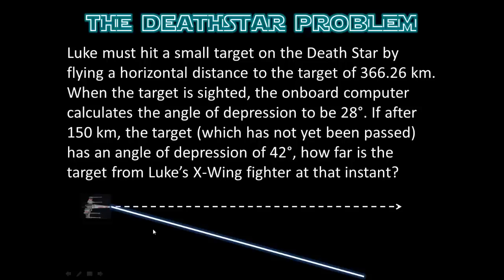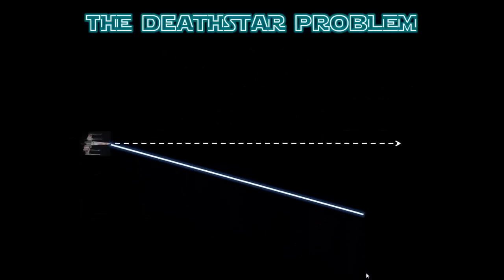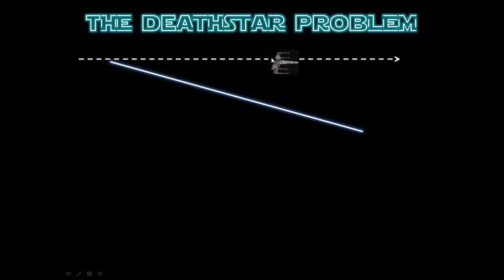So here we have our X-Wing fighter, and your target is right down here. This angle of depression is 42 degrees, and he's going to fly this entire distance, from the X-Wing fighter to right above the target, which is 366.26 kilometers. All right, so let's give ourselves a little bit more room. He's flown about 150 kilometers. And if the total distance is 366.26 kilometers, then that leaves a distance here of 216.26. Now, we do know that the new angle of depression is 42 degrees. This one they told you was 28. In this particular problem, it doesn't affect the problem at all. It's more of a distractor.